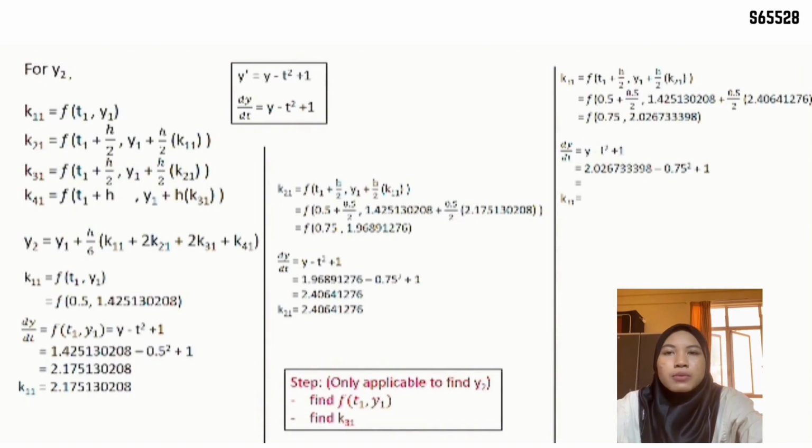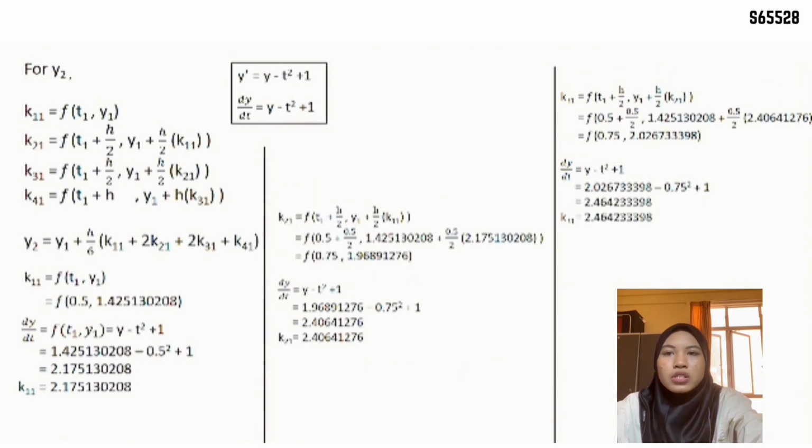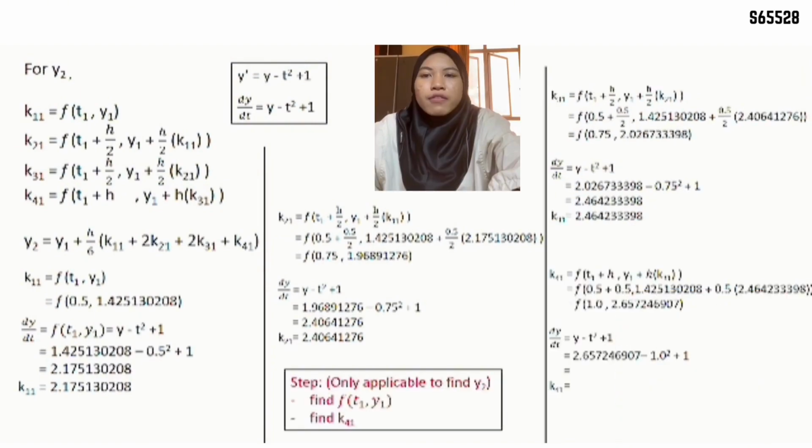And then we will substitute the value of t and y in the equation of y minus t squared plus 1, and we get the value of k31, which is 2.4642339, and so on. And then we find the k41, which is the formula t1 plus h, y1 plus h times k31. So we substitute the value of 0.5 plus 0.5. For y, we substitute the value, which is 1.425, and k31, which is 2.464, and we get t, which is 1.0, and y is 2.6572, and so on.